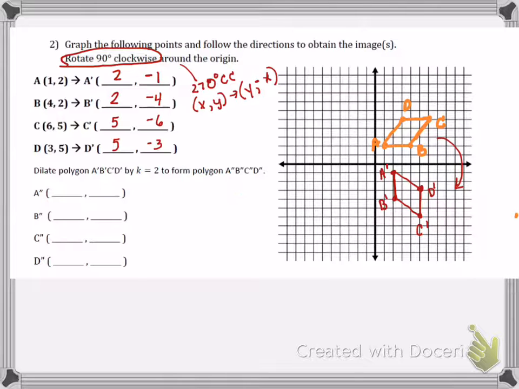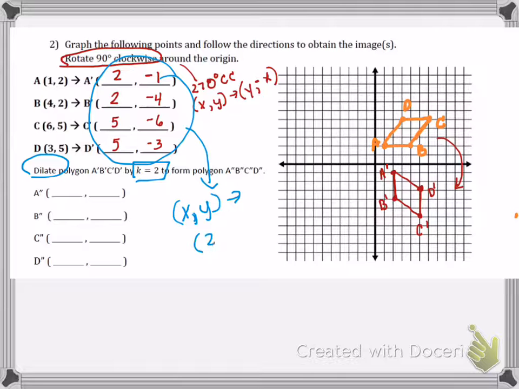The next transformation is a dilation. Remember that a dilation is a multiplier, so we have a scale factor of 2 here. So our rule is going to be able to take our rotated ordered pairs, and we want to apply the rule for dilation, which means we are going to multiply both the x and the y value by 2. Since our scale factor is 2.